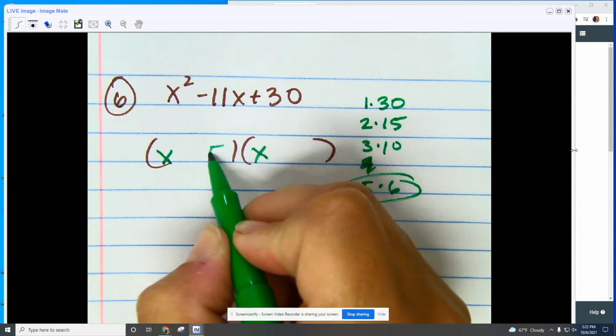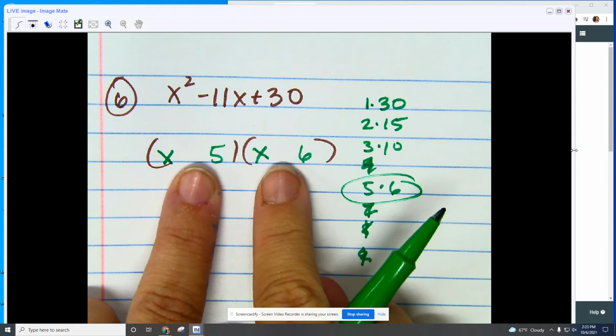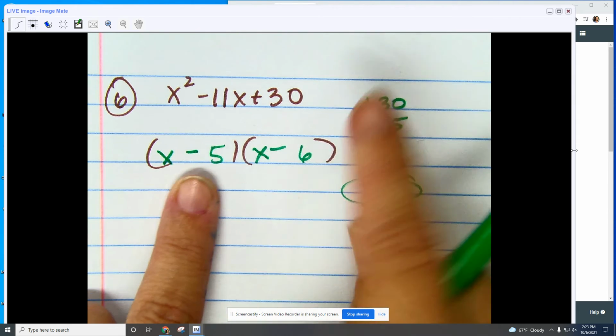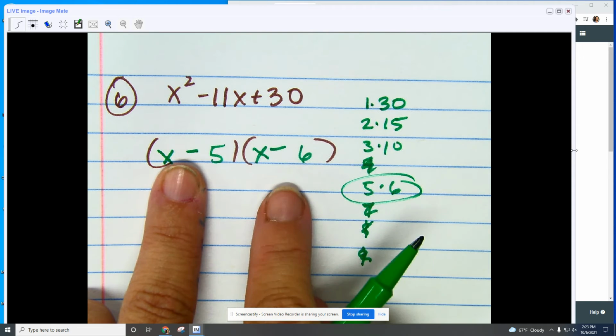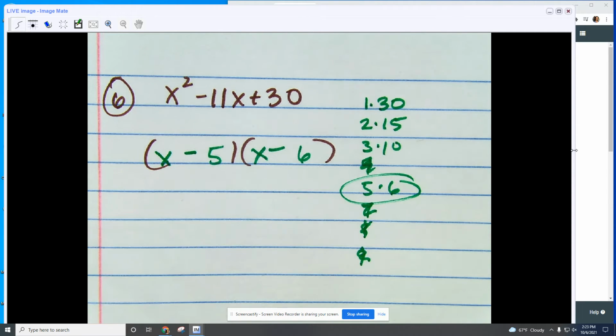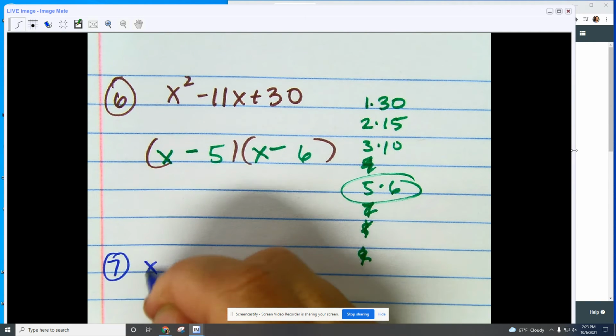Okay, now something's weird on this one. Is it just plus 5 plus 6? What goes in the middle? But let's check. Does negative times negative give me positive 30? And does negative 5 plus negative 6 give me the negative 11? Okay, so you're understanding this general concept. I'm now going to show you a tool for it that we use across the math department. When you get to math 3 next year, they're going to use this tool.